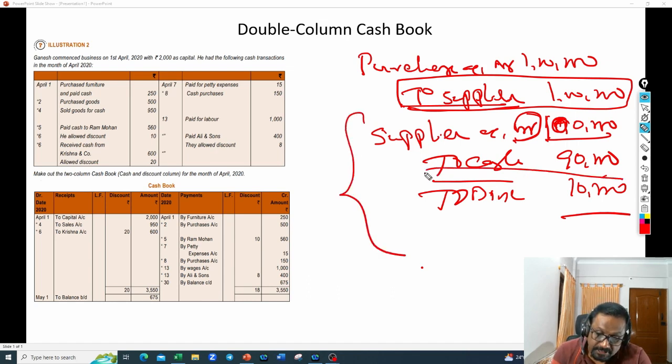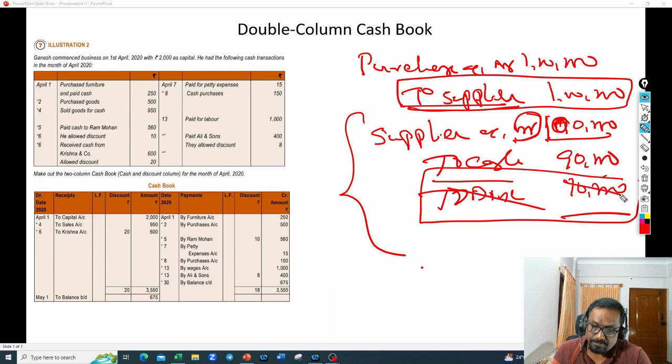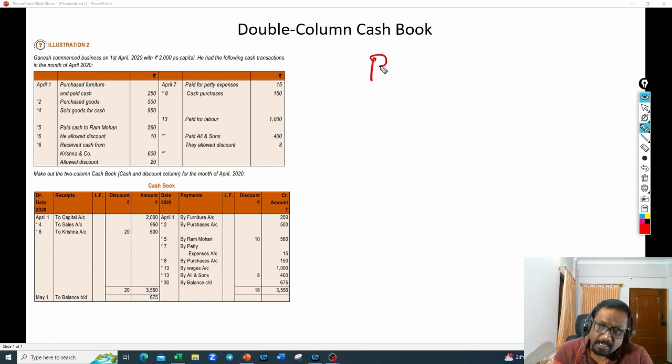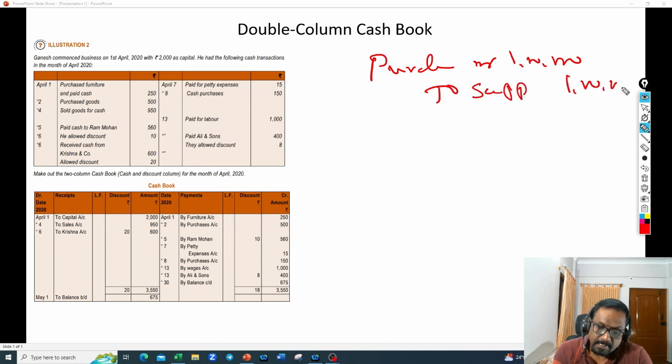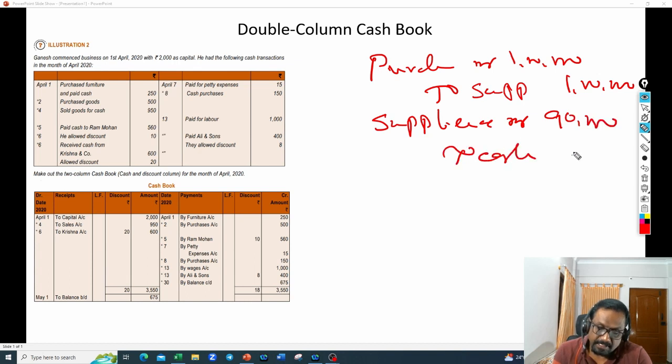If I don't show this discount, please remember, this is a very important point, guys. Let us say I have not shown this discount. I'll explain this in a different way. I purchased: purchase account debit 1 lakh, supplier account credit 1 lakh, right? Now I paid 90,000. Let us say supplier account debit 90,000, cash account 90,000.